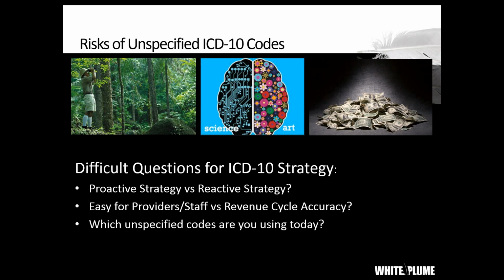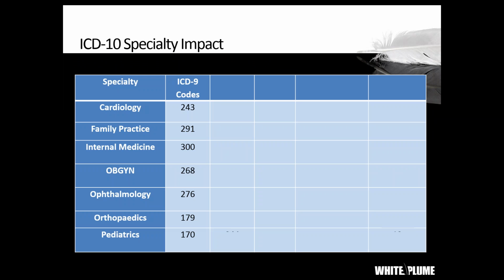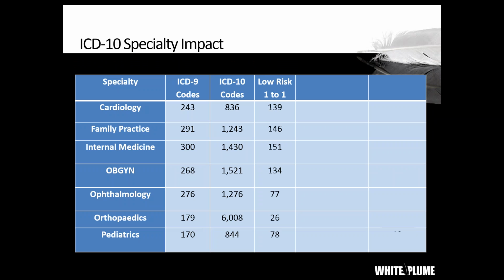I think the best place to start is to look at the codes that you're using today and try to identify which ones of those are unspecified codes that might cause you problems in the future. I think everybody has seen this before, talking about your ICD-10 conversion analysis. You remember we start with the diagnosis codes that you use today. We convert those into ICD-10 codes, right? And then we look at the low-risk codes. Those are the ones that have one code in ICD-9, and they have one code in ICD-10.